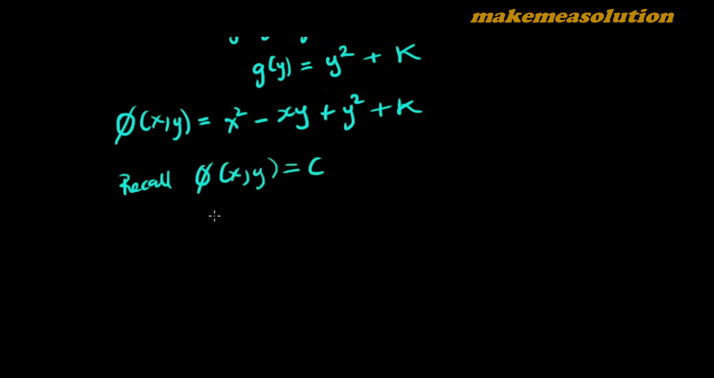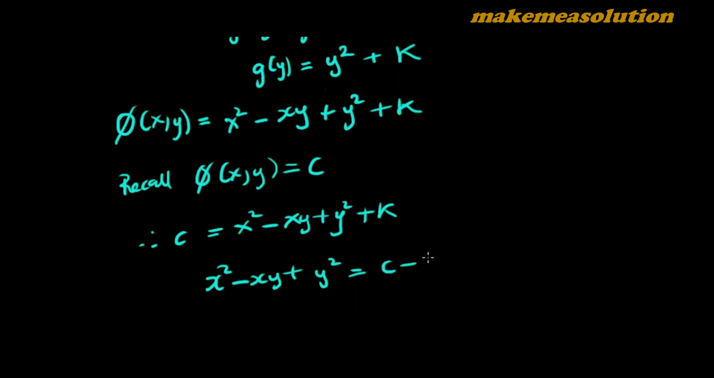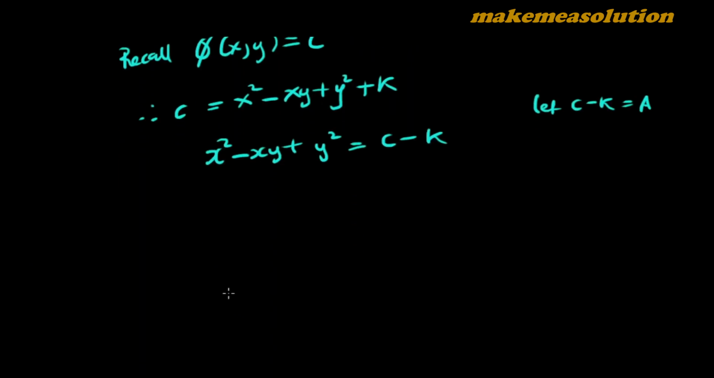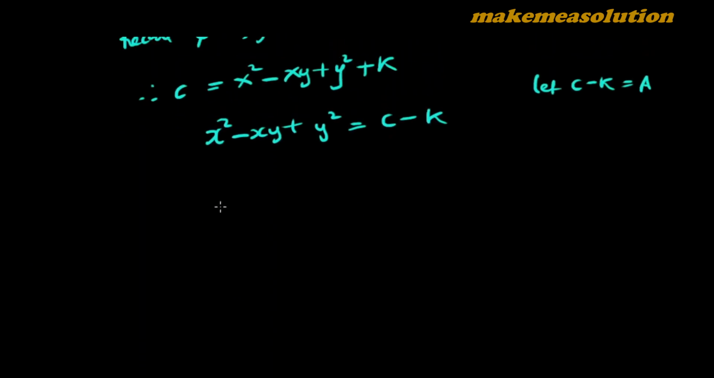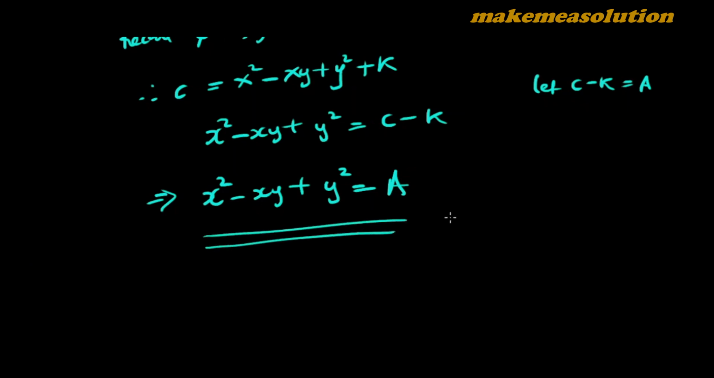c is an arbitrary constant, therefore c is equal to x squared minus xy plus y squared plus k. So as usual, x squared minus xy plus y squared becomes c minus k. So let c minus k be a, for instance, since they are both arbitrary constants. So we now have x squared minus xy plus y squared equal to a as the final solution, or the primitive or the general solution for the problem that we are given.